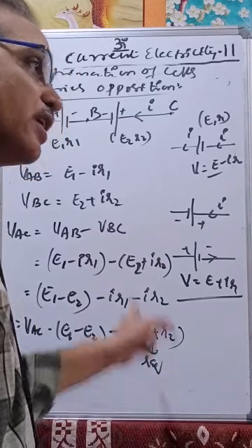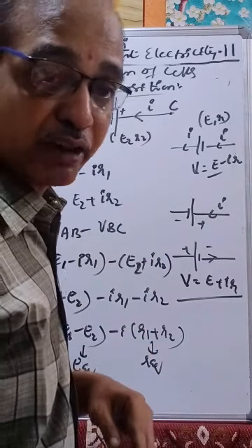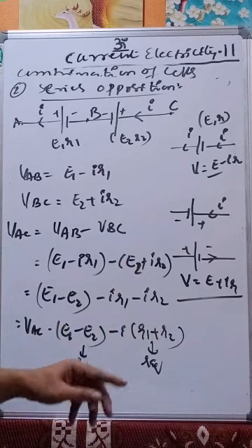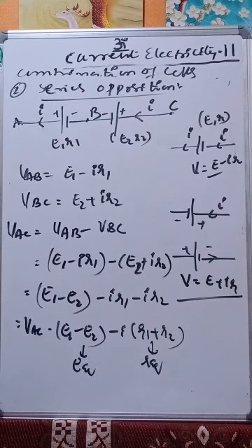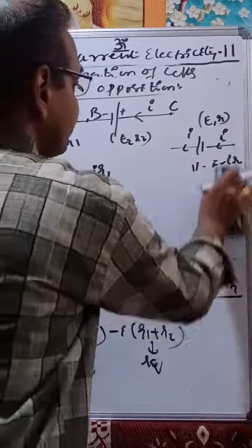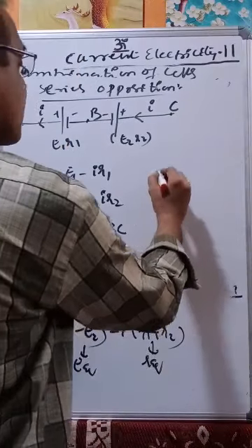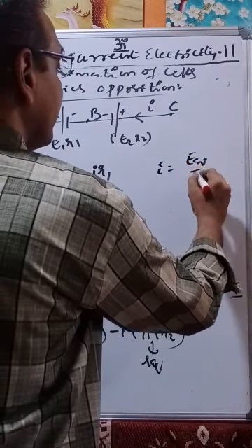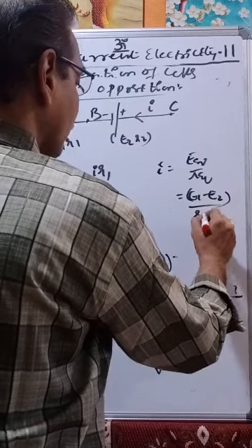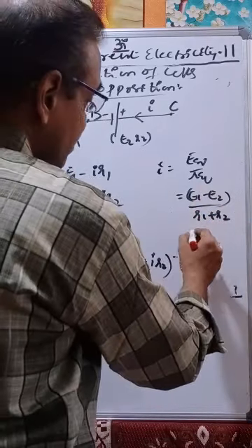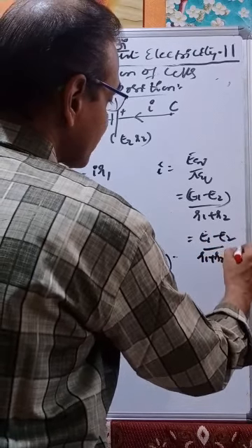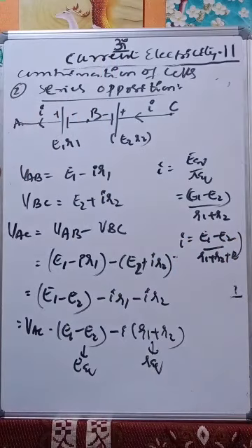R equivalent is R1 plus R2 here. The previous case is also R1 plus R2, because there is no negative sign for the resistance. Therefore, V is equal to E1 minus E2 minus I into R1 plus R2. Now, what is I here? The current I is equal to E equivalent by R equivalent, that is equal to E1 minus E2 by R1 plus R2. Now, if an external resistance R is also connected, then the current becomes E1 minus E2 by R1 plus R2 plus R.